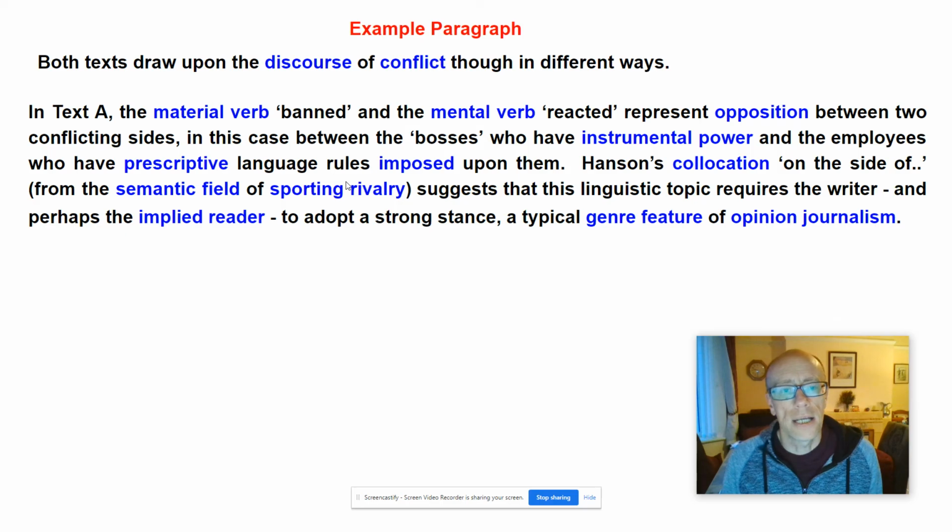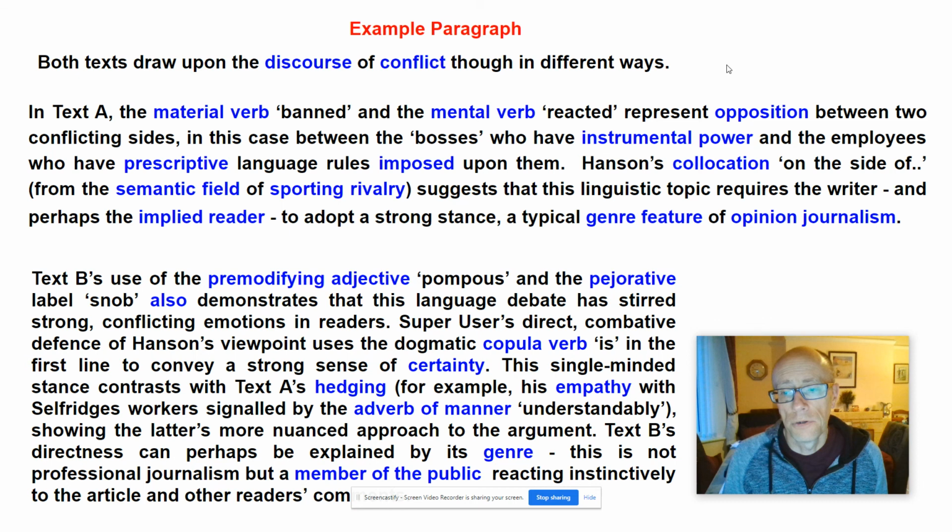And we're also linking it into AO3 context as well, because at the end there, it's showing consideration of what a piece of opinion journalism does. It tries to provoke by giving you a strong stance. It's a typical genre feature of opinion journalism. So far we've had text A, so we've got a lot of good AO1 and AO3 stuff going on there, but no AO4 at all, which is comparison, which is why then we go into this. Text B's use of the pre-modifying adjective pompous and the pejorative label snob also demonstrates that this language debate has stirred strong conflicting emotions in readers.